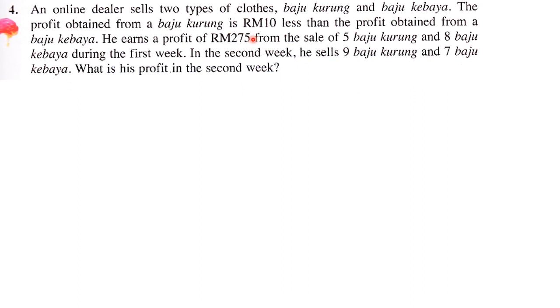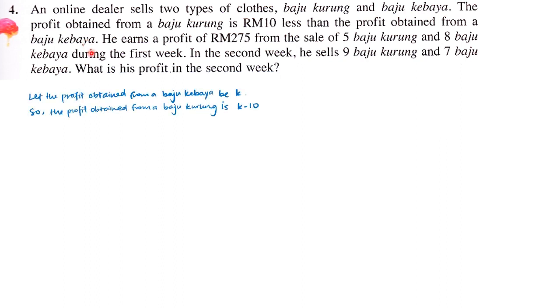No, it's not a simultaneous equation. Sorry, okay, my mistake, because I have 9 and 7 and I don't have a value here. Okay, let's see. What other information do we have? The profit from baju kurung is 10 less than the profit from baju kebaya. So let's say the baju kebaya is K, so the profit for baju kurung is 10 less, so it's K minus 10.